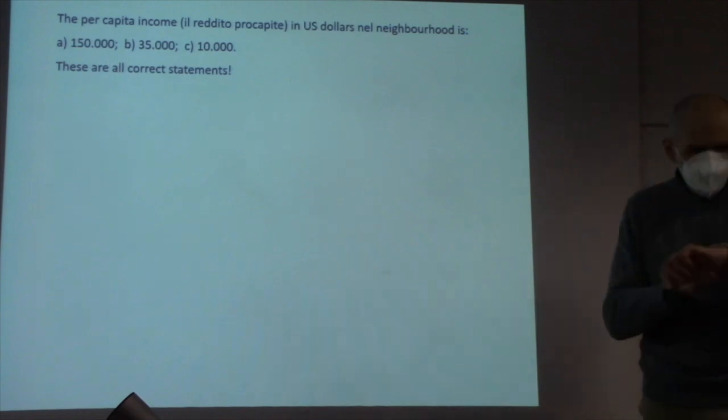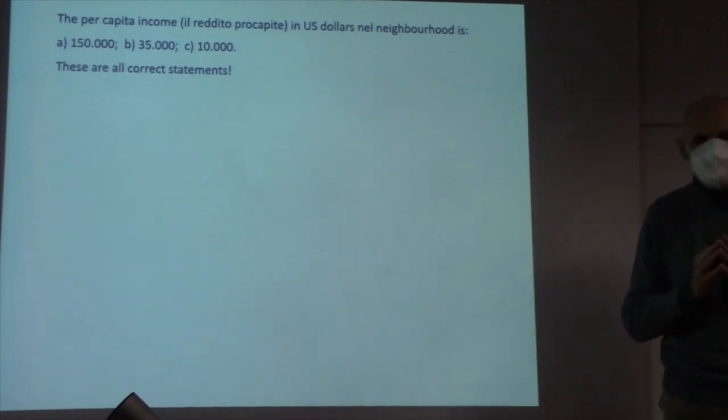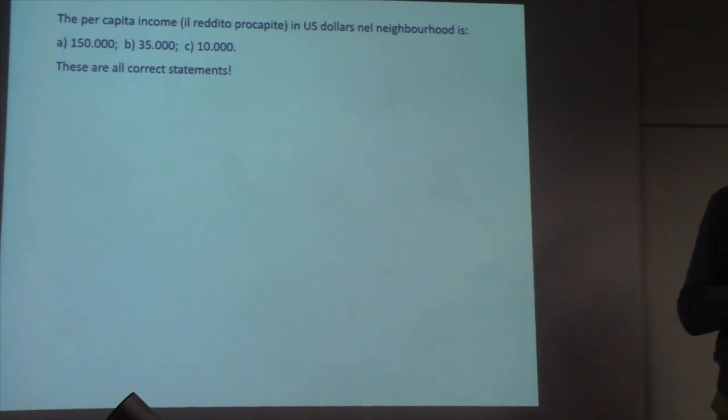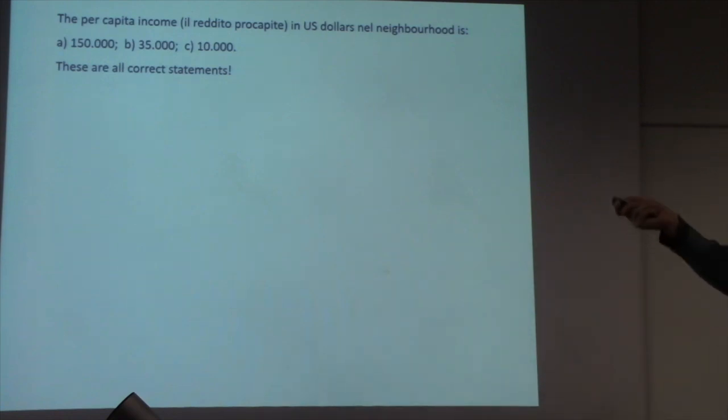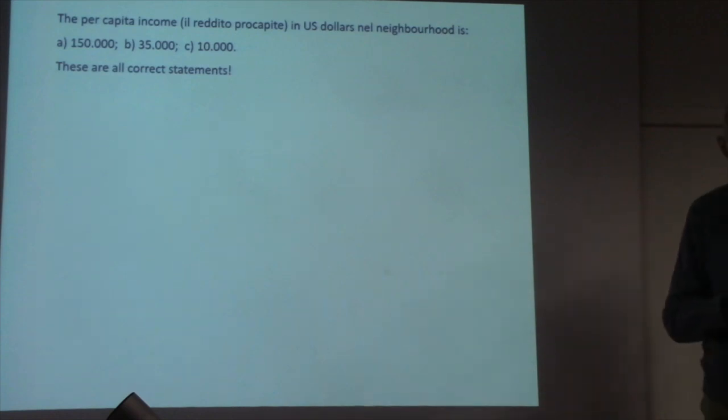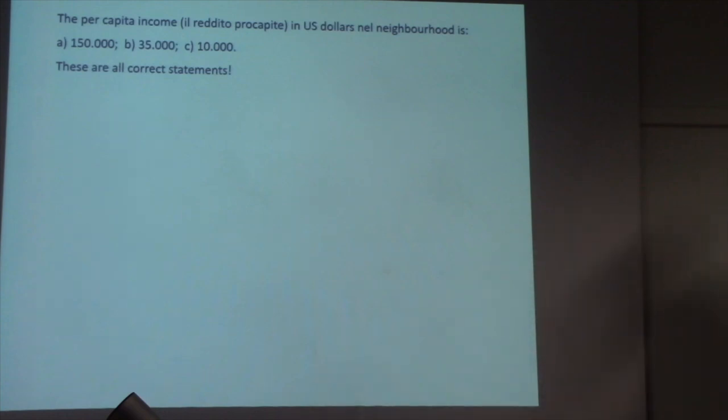Vediamo quest'ultimo caso, sempre a proposito di scegliere gli indici adatti, e diciamo che il reddito pro capite in dollari in un particolare quartiere di una città è 150.000 dollari, 35.000 dollari o 10.000 dollari, il reddito annuo pro capite. E tutte e 3 queste affermazioni sono corrette. Com'è possibile?